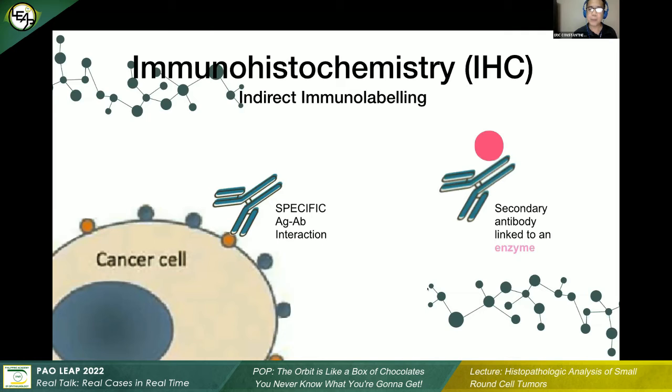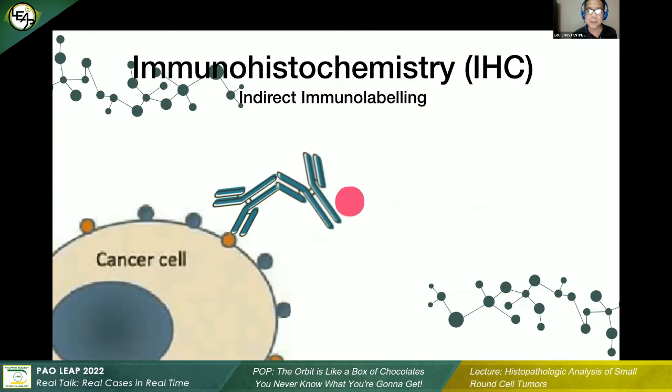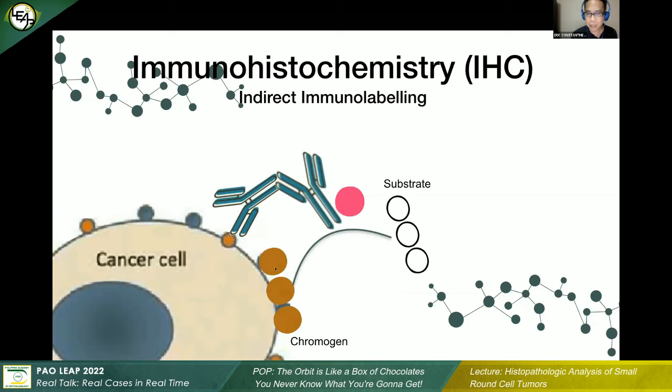And then during the processing of immunohistochemical staining, we introduce a secondary antibody linked to an enzyme. So this is the enzyme. Okay? And you know that enzymes catalyze a substrate. So in the slide, we introduce a substrate, and if this substrate is catalyzed by this enzyme, you will produce some chromogen or products on top of the cell under investigation.